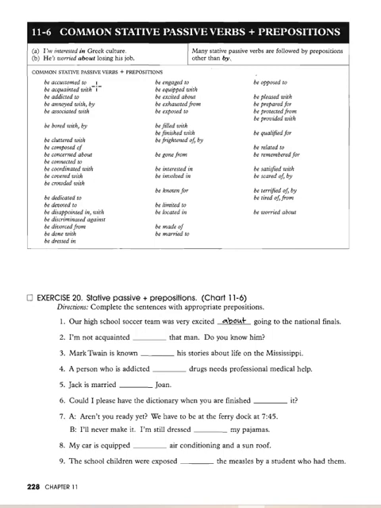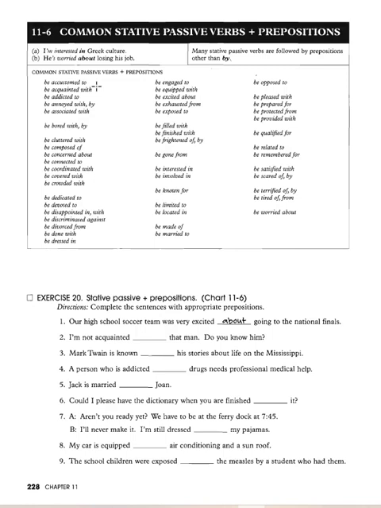So this room is cluttered with garbage. Composed of. Be concerned about. Be connected to. Be coordinated with. Be declared to. Be dedicated to. Be devoted to. Be divorced from. Be dressed as. Be gone from. Okay, so all of these common stative verbs plus prepositions. I'm interested in Greek culture. He's worried about losing his job.